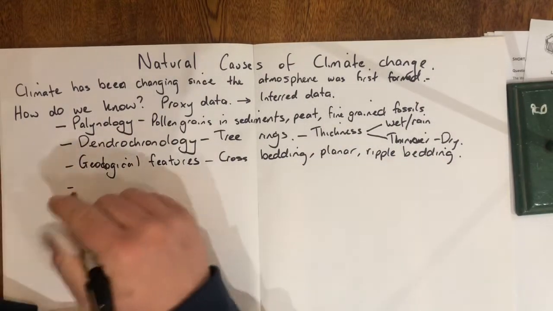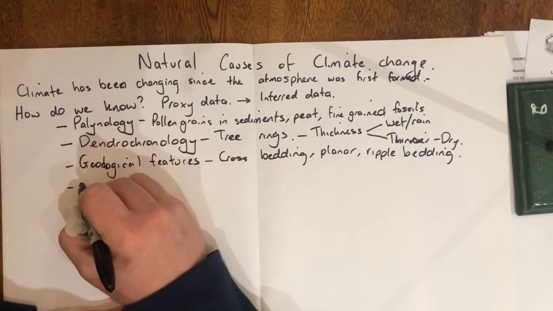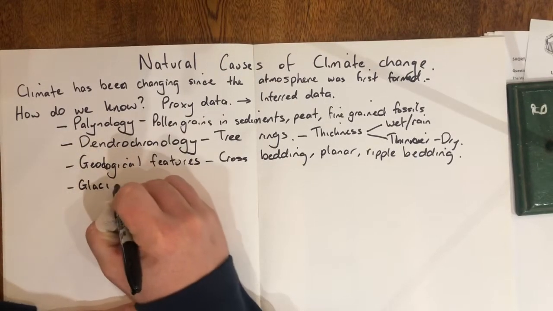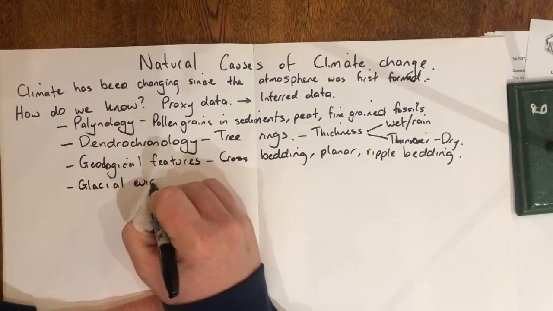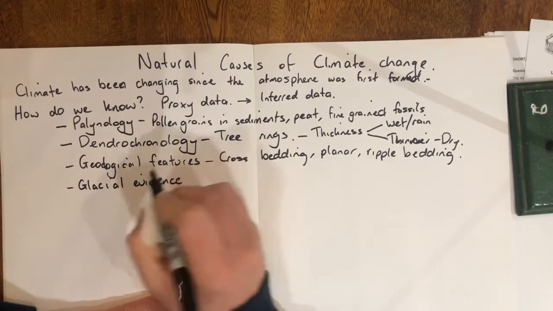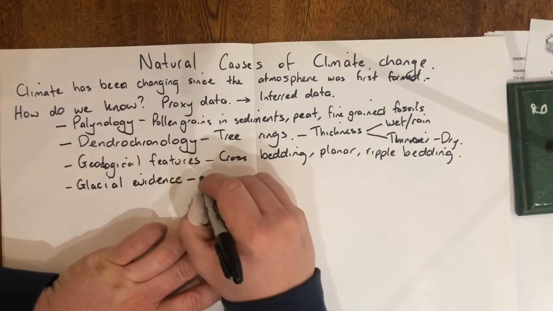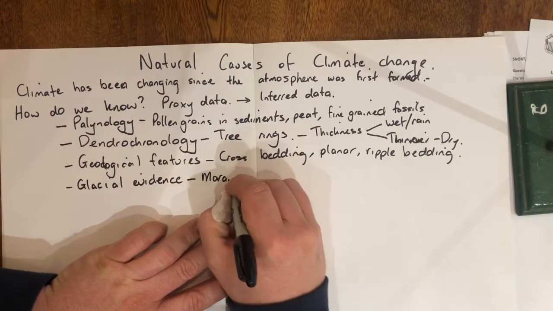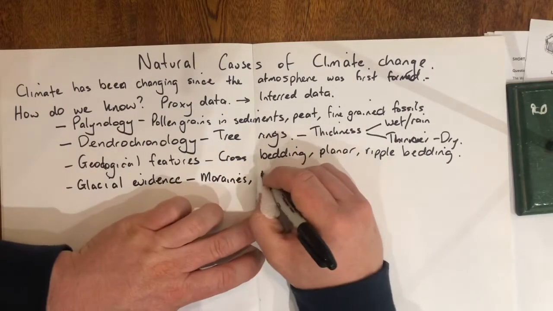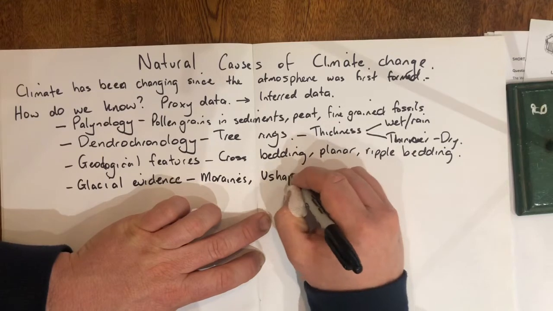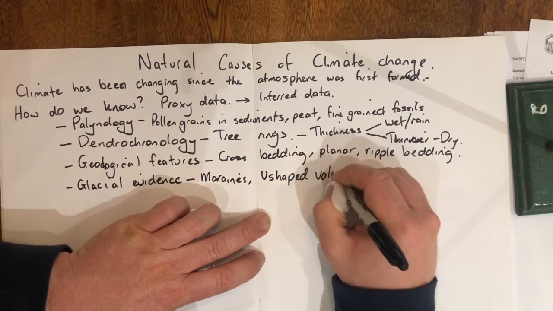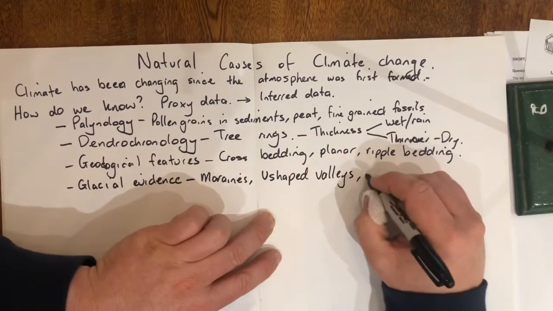You might notice by looking at glacial evidence. And when we think of glacial evidence, we think of moraines or U-shaped valleys, or striations.